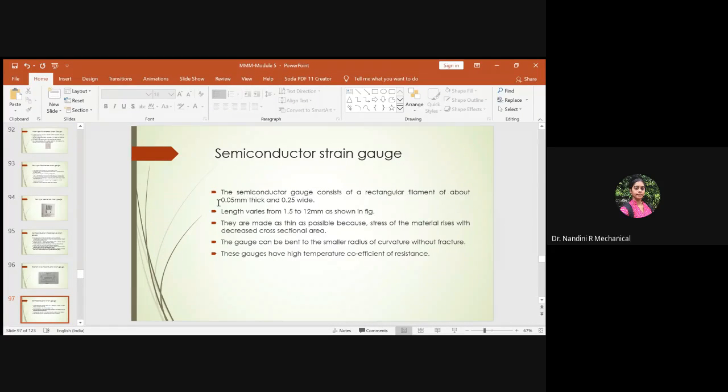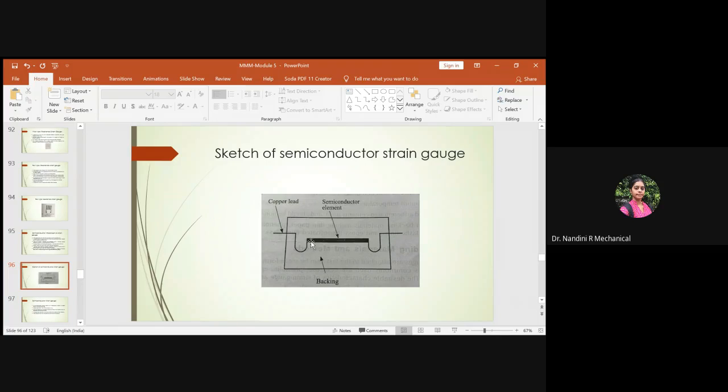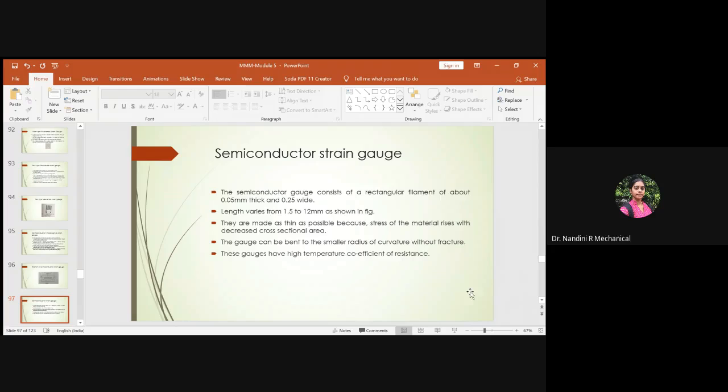Along with it, the length of the semiconductor gauge can vary from 1.5 to 12 mm. It could be either 1.5 or 12 mm based on the requirement and the functionality characteristics. You can vary the length of the semiconductors, meaning you can select the semiconductor strain gauge of different lengths as per the requirement. Usually these semiconductor strain gauges are made as thin as possible. Usually these gauges come in thin film fabrications only. It will be so thin, in microns.